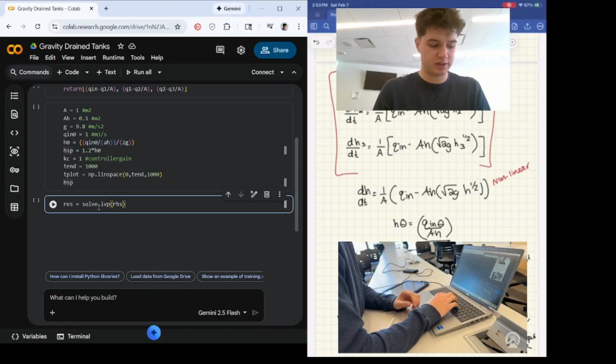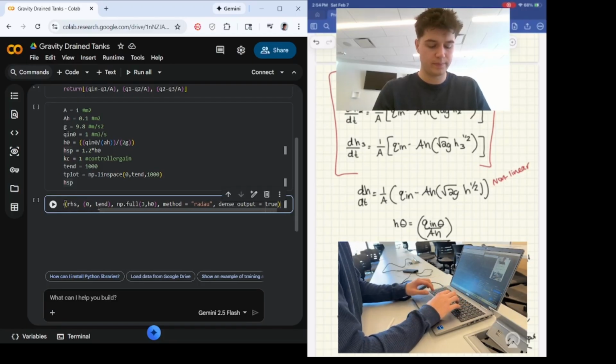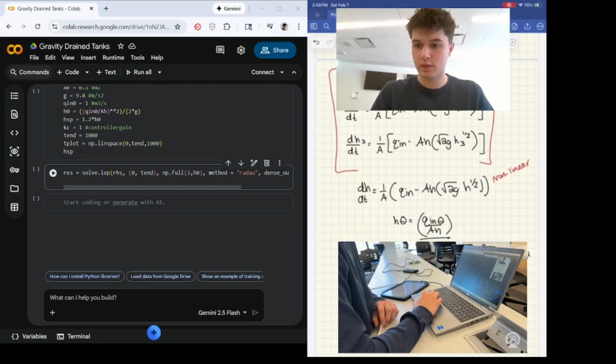So we'll start with right-hand side, obviously, because that's what we'll be solving. And we will do 0 to 10, which is how many numbers we want. And we will do an np.full, pulling from NumPy. And here we will put 3 because we're solving for 3 things along with H naught. Do another comma here. And then this is our method like we said, which we will do Radau. Dense_output equals True. Okay, so that is the solving equation.